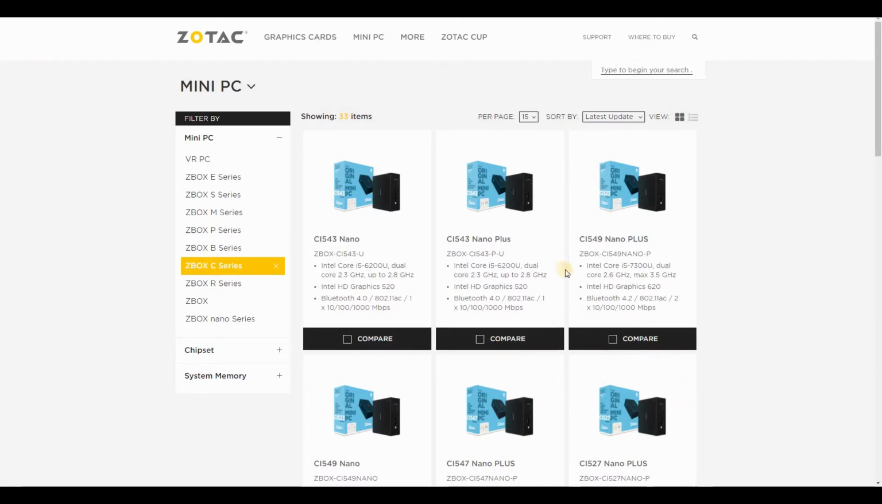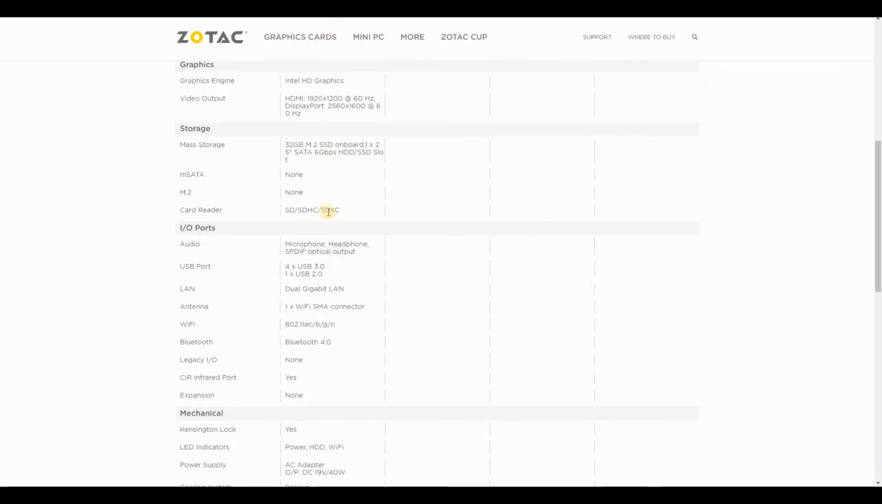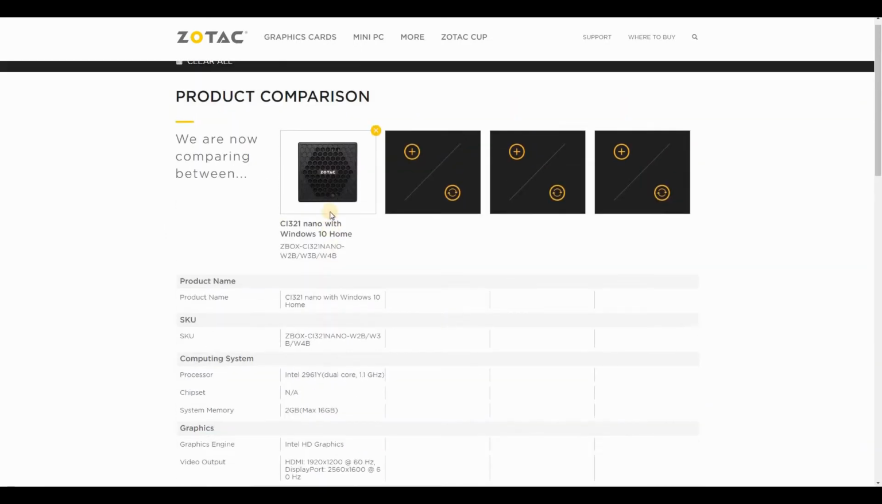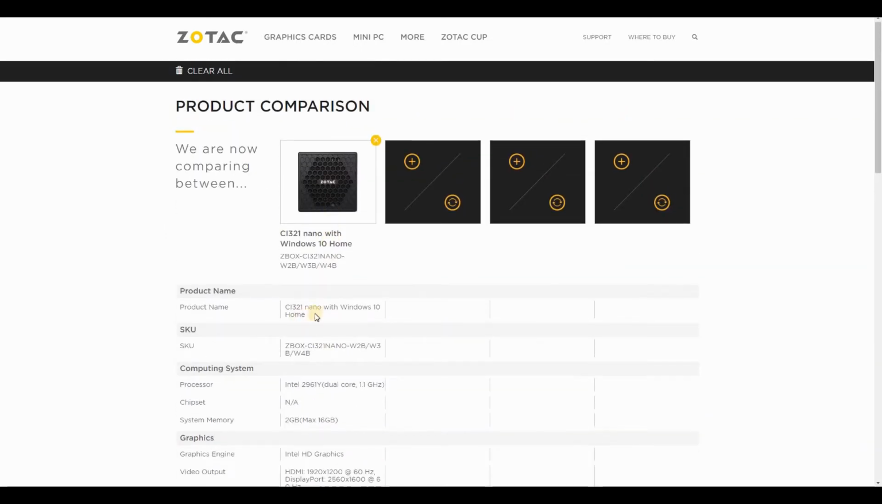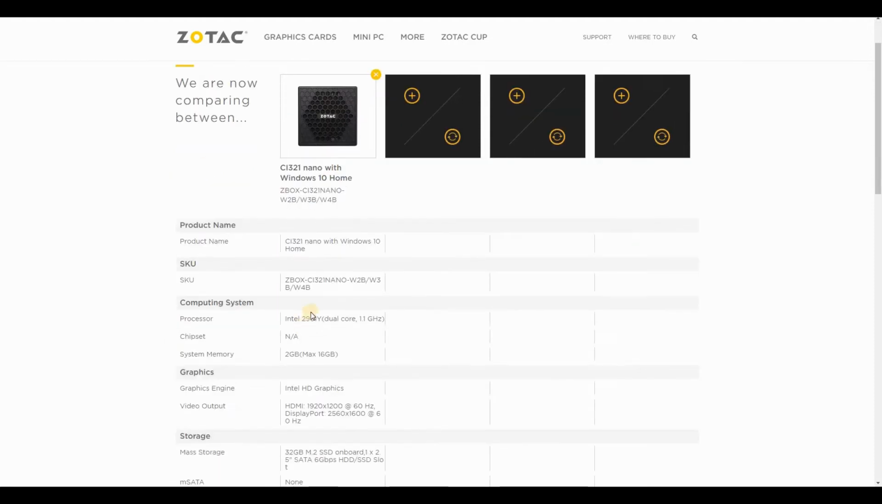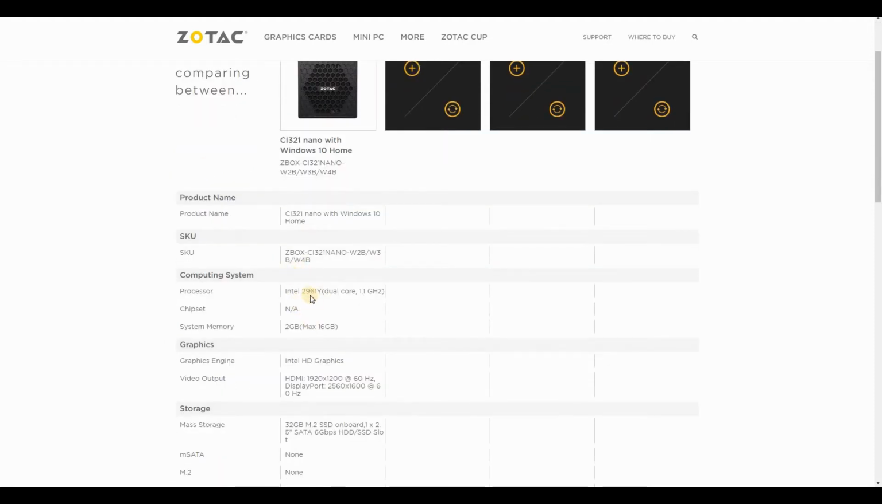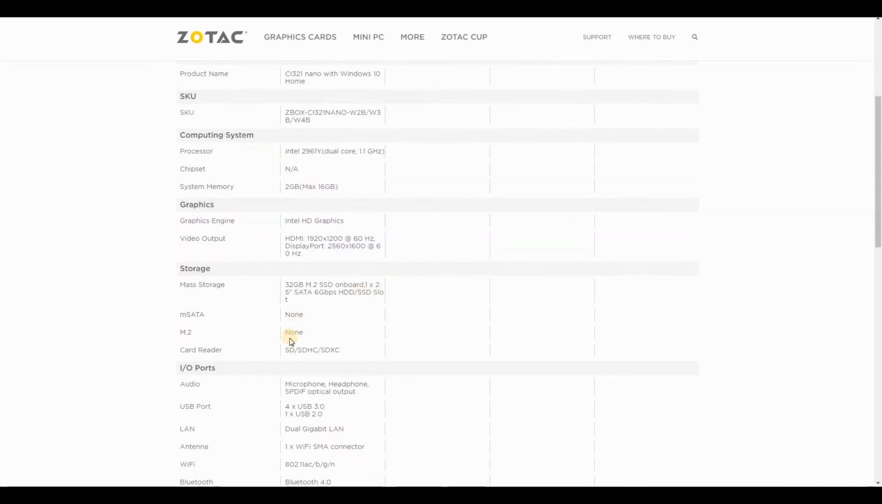Zotac makes a number of these ZBOX C series, but the one I actually have is this model right here. It's a C321, it has 2 gigs of memory, it's a Celeron processor at 1.1 gigahertz, and it also has an SD card, which is very important because that's what I used for my testing.